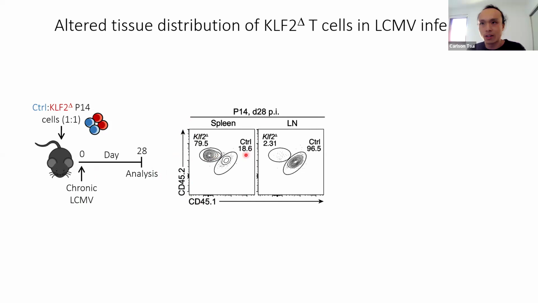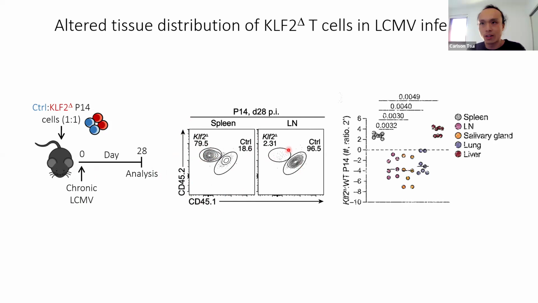One of the striking features we observed was that the knockout cells were very much overrepresented in the spleen and very much underrepresented in the lymph nodes. So they don't make it to the lymph nodes. But these differences in distribution are not limited to secondary lymphoid organs. We also saw that the knockout cells were underrepresented in other organs, such as the lung and the salivary gland, but overrepresented in organs such as the liver.